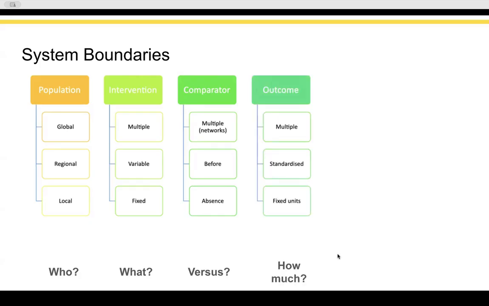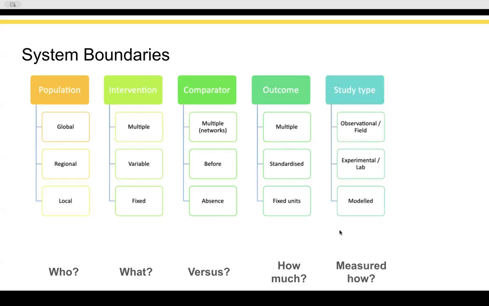How much, meaning the outcome. So we could be measuring just a particular outcome using fixed units, or we could combine synonymous outcomes that are similar but not identical. They might be measured in a range of different units, so they would need to be standardized before being combined. Or it could be multiple different outcomes that are completely disparate that we're combining into a more complex analysis.